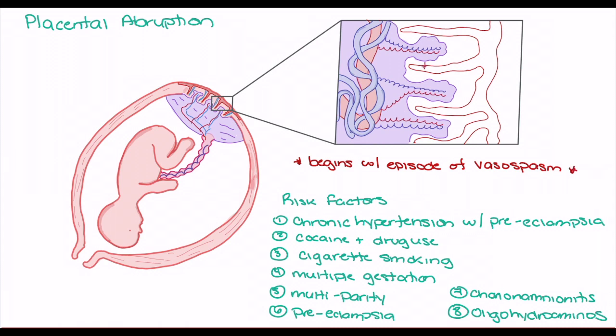Three core vascular changes are going to lead to this susceptibility during vasospasm. First, factors like chronic hypertension with preeclampsia, cocaine and sympathomimetic use, and cigarette smoking put patients at higher risk of chronic or acute vasoconstriction. As a result, blood is going to be under higher pressure and higher turbulence as it flows through the maternal vessels, increasing the potential of vessel wall destruction and rupture.